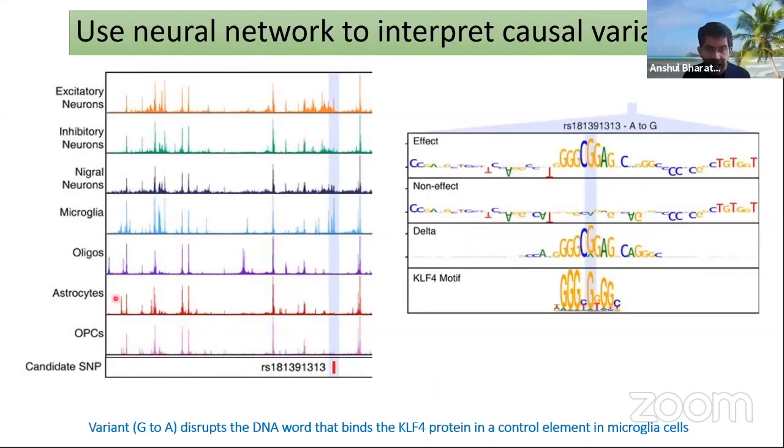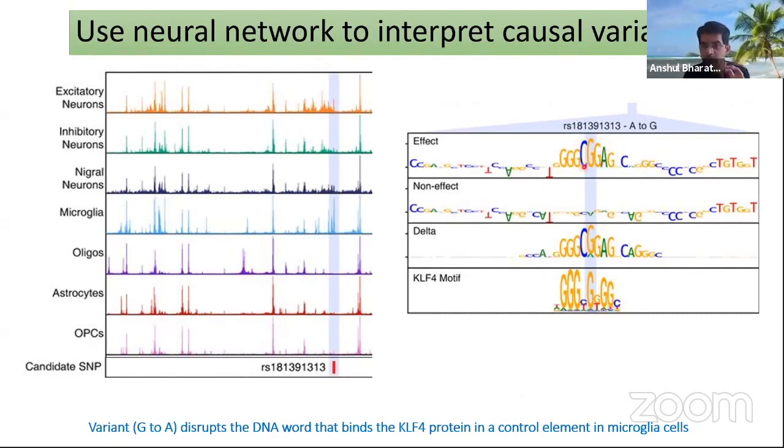In microglia cells, what our neural network predicts is that this genetic variant sits within a DNA word, this particular DNA word, GGGCGAGG. It is the binding site of a protein called KLF4, very important protein. And when this G is mutated to an A, which happens in the diseased individuals, notice what happens. The model predicts the DNA word is decimated, and the binding of this protein is decimated, and the nearby genes get dysregulated. Okay. And so we are now able to interpret genetic variation.